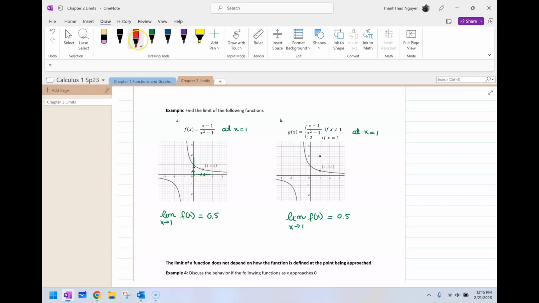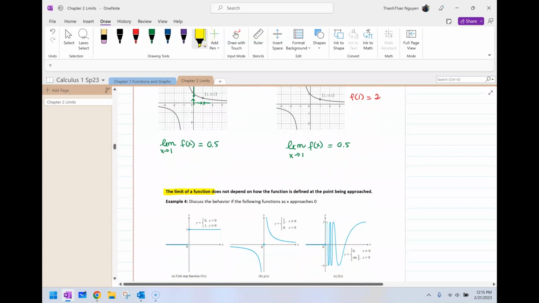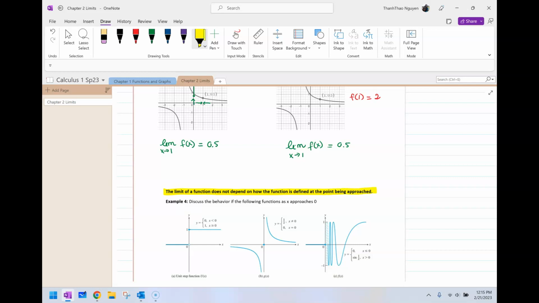Note that the value of f of x at x equals 1, f of 1, is equal to 2 here. It has nothing to do with the limit, right? The limit here is equal to 0.5. And like we said, the limit of the function does not depend on how the function is defined at the point being approached. And that is a very important point that you have to keep in mind.